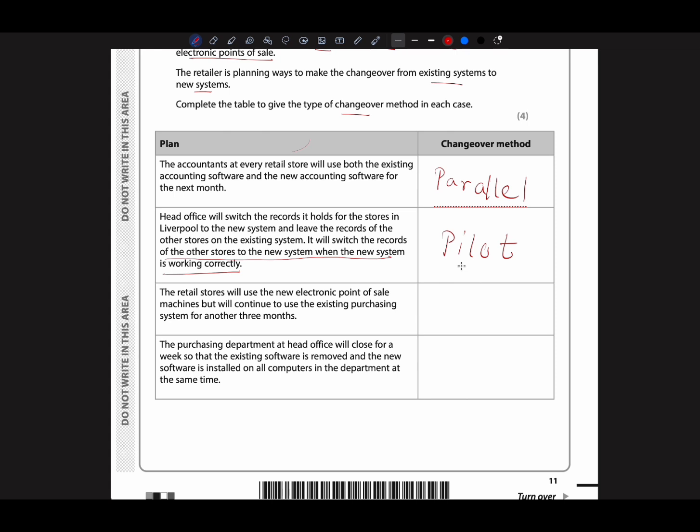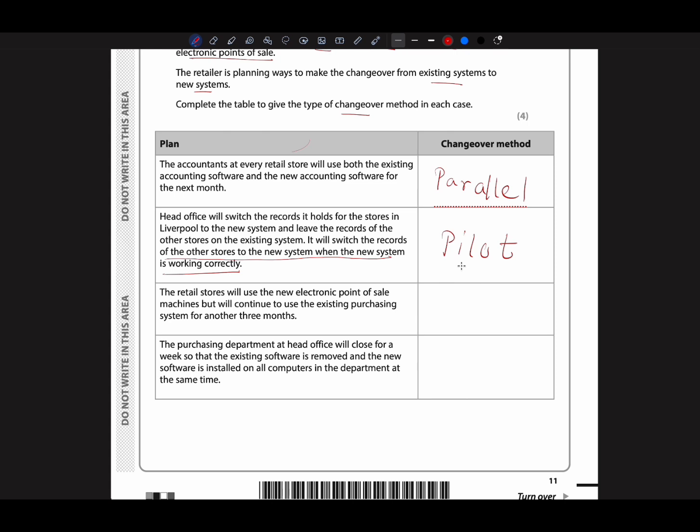They are not used to being familiar with the new one, so they will work with both in parallel. It will help them understand and get information about the new system together with the older one, right? So this is one of the examples.